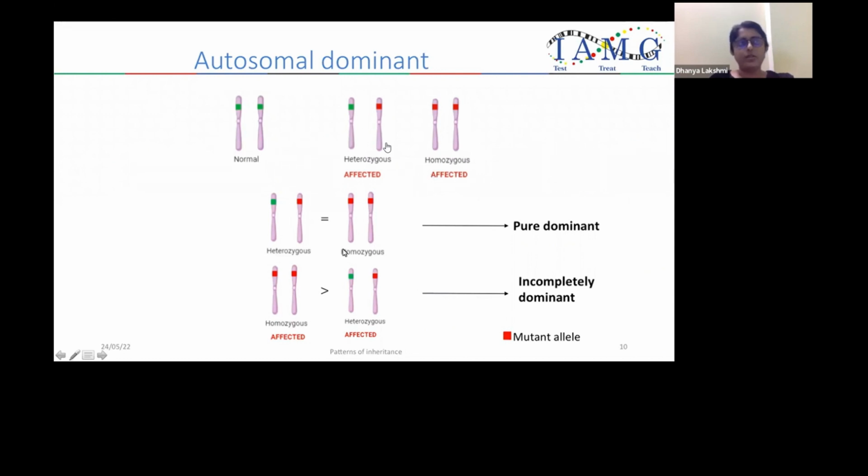And when the phenotypic features are the same for a heterozygote and a homozygote, we classify such conditions as pure dominant conditions. And when a homozygous individual has a severe phenotype compared to a heterozygous individual, we classify it as incompletely dominant conditions. Some of the common autosomal dominant disorders include achondroplasia, Marfan syndrome, tuberous sclerosis, etc.